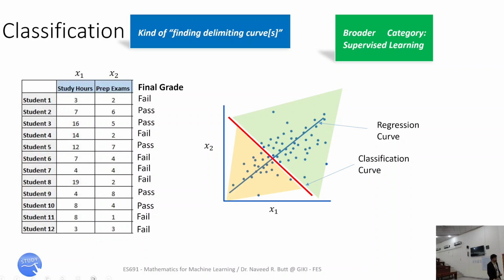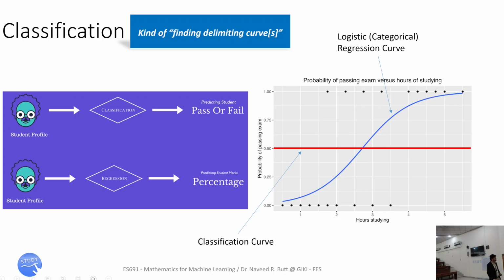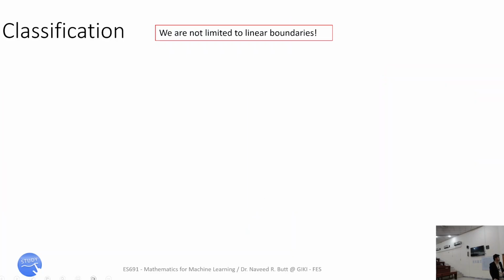Over here, if you have logistic regression, the probability curve, that is regression. But if you apply a threshold on it, above this I will say the student is going to pass, below this I am going to say the student is going to fail, तो ये classification बन जाती है. So in a way regression can help you create classification, but not always, it's not a must.